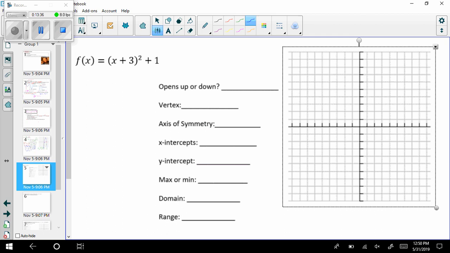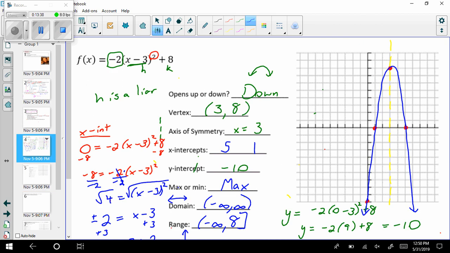Let's try another one. Oh, fun fact. Look at this. If the parent function was just x squared, look at these transformations and see if it makes sense. We know the plus 8 would move it up 8. We know the minus 3 would move it right 3. We know the negative out front would flip it upside down. And this 2 is a vertical stretch. And that's how we get this blue graph. So if you think you graphed it wrong, look at the transformations and see if this graph moved the way that it should have moved.